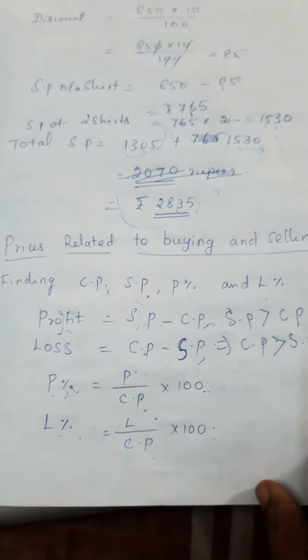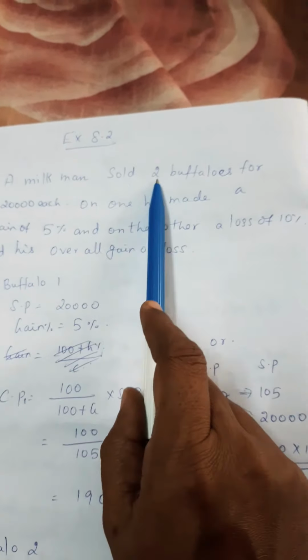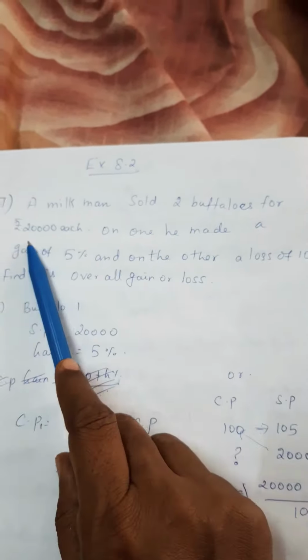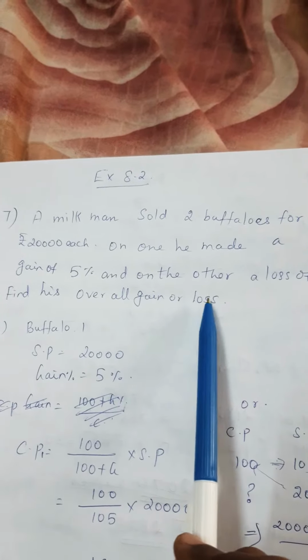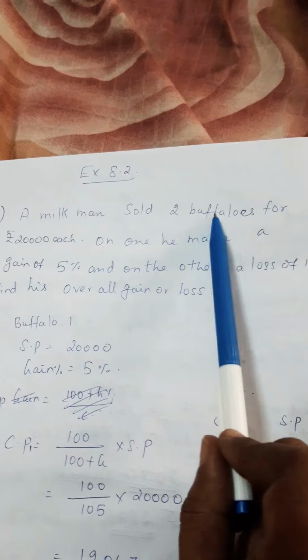See, the 7th question I am going to do. This is a different question. A milkman sold 2 buffaloes for rupees 20,000 each. On one, he made a gain of 5%, and on the other, a loss of 10%. Find his overall gain or loss. So, a milkman sold 2 buffaloes.